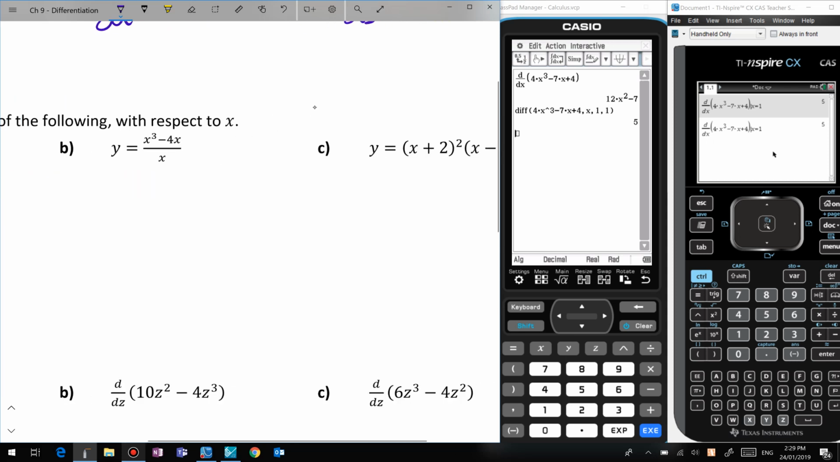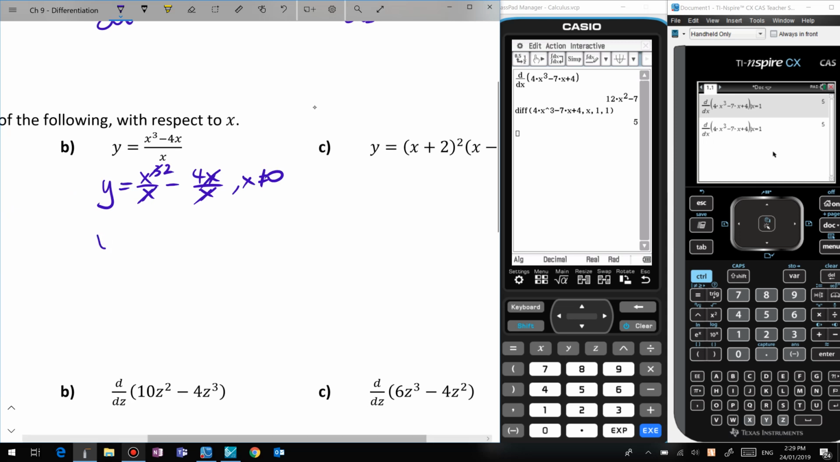Here we need to simplify it first, so y equals x cubed on x minus 4x on x. They cancel, that will make that an x squared, and we have to say x can't equal 0 because we've gotten rid of an x on the bottom. Therefore y is equal to x squared minus 4, and dy/dx is 2x.